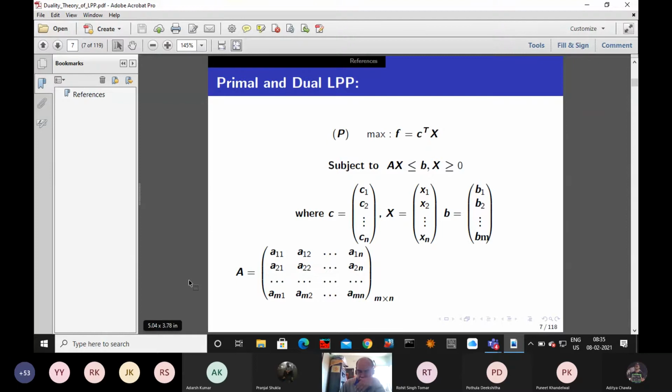With respect to m number of constraints, we have a matrix A of size m by n, m number of rows, n number of columns. All the elements are real numbers. In the linear programming problem, nowhere will you find elements with complex coefficients.